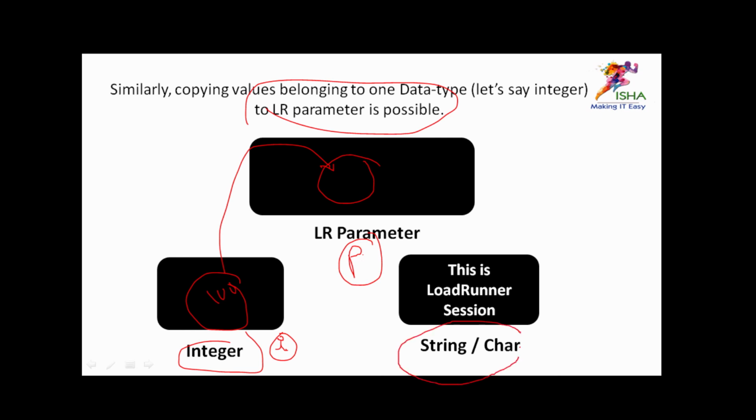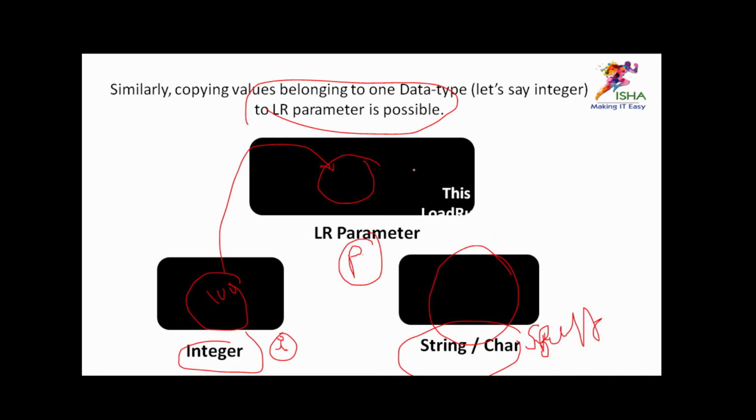Similarly, you have a string. Let's say this is sbuff. The string variable name is sbuff, and you have the value LoadRunner session in it. You can put that value into this LR parameter as well. And vice versa is also possible.